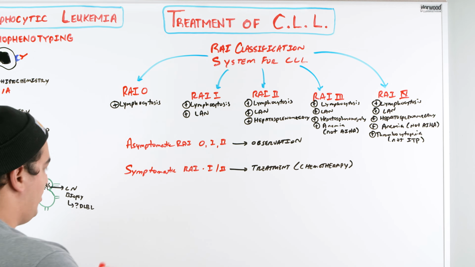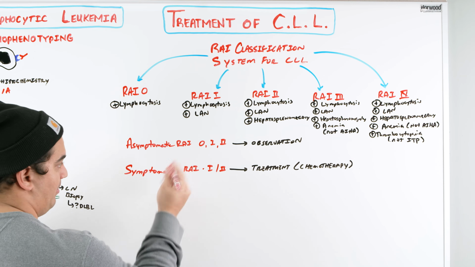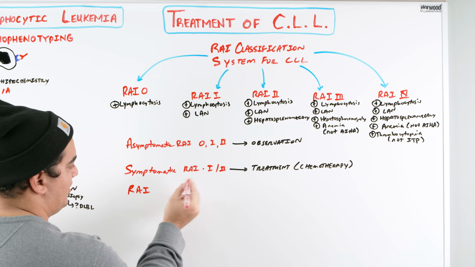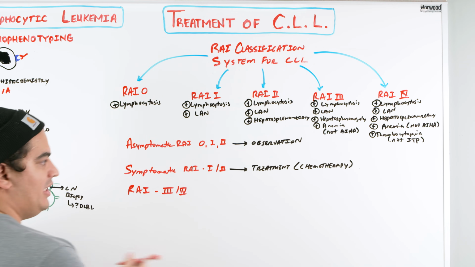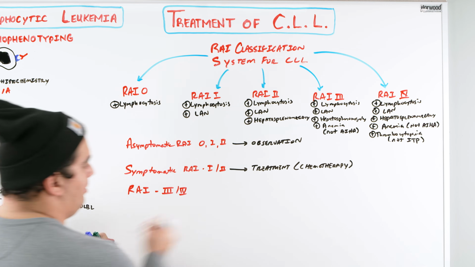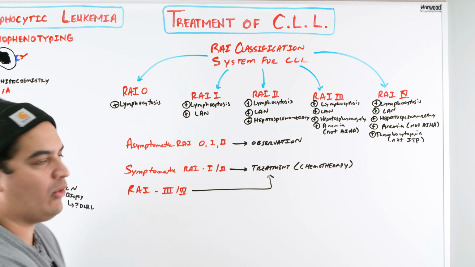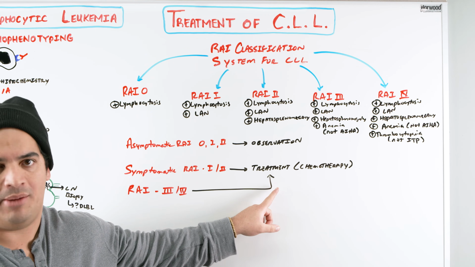The last component here is if the patient is RAI 3 through 4, regardless if they're symptomatic or not symptomatic. So RAI, it doesn't even matter if they're symptomatic or asymptomatic. 3 or 4, these patients will also get treatment with chemotherapy. So this is an important thing to be able to remember. So it seems as though if you get RAI 3, 4, you go to treatment, chemotherapy.